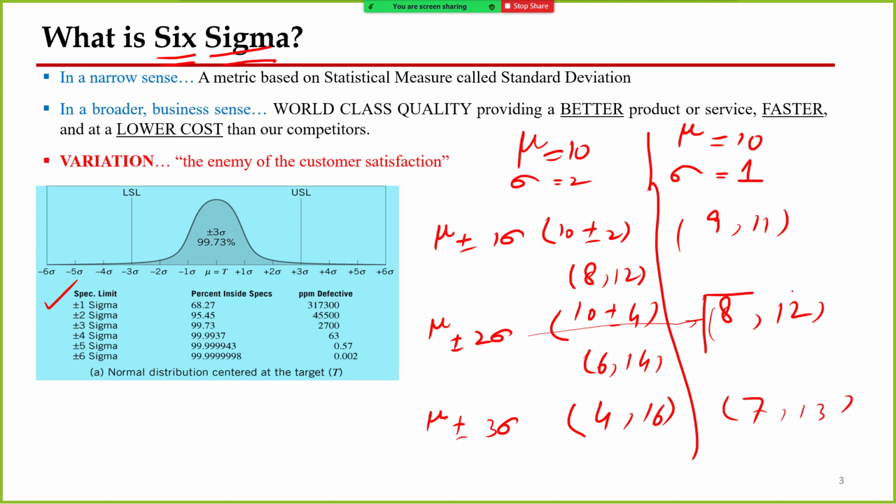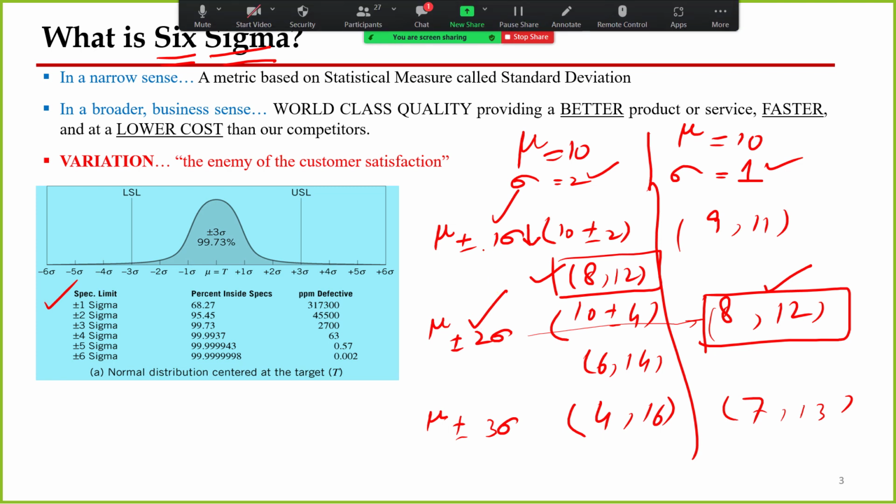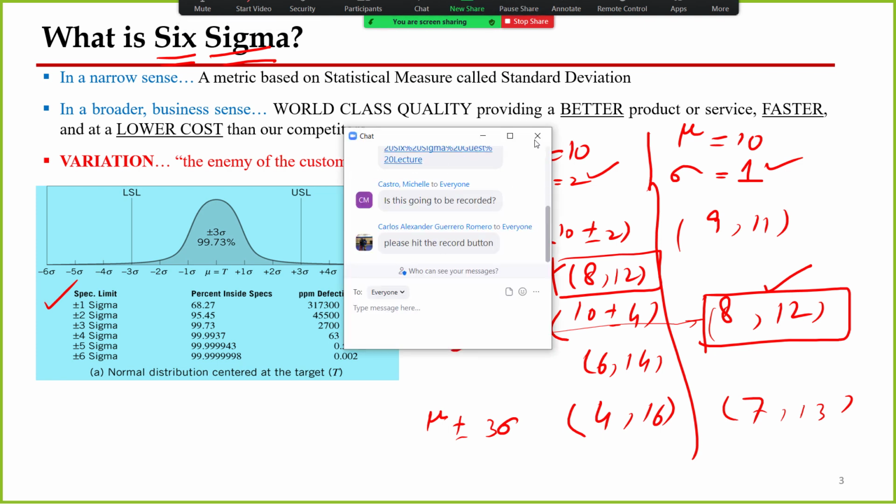But if you see this one and this one, when our standard deviation is higher compared to this one, our process is working on one sigma level, we are getting the same limit value. When our standard deviation starts decreasing, that means the variation is decreasing, we are getting the same limit, but with a higher sigma level. So that's why we are saying, if you are able to reduce the value of the standard deviation, your performance level or your sigma level starts increasing. Okay, so this is a very important concept.